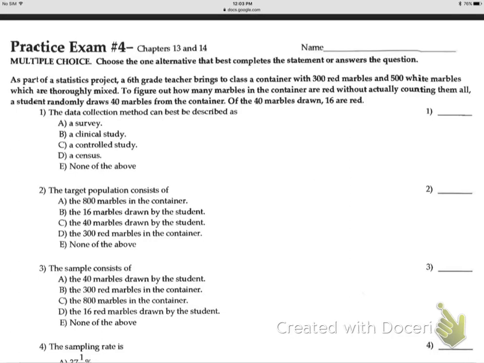Let's take a look. So here's the quiz question. Number two is the quiz right there. So what's up with that question? Well, let's see. Part of a stat project, a sixth grade teacher brings a class a container with 300 red and 500 white marbles, which are thoroughly mixed. To figure out how many marbles in the container are red without actually counting them all, the student randomly draws 40. Of the 40, 16 are red, right?